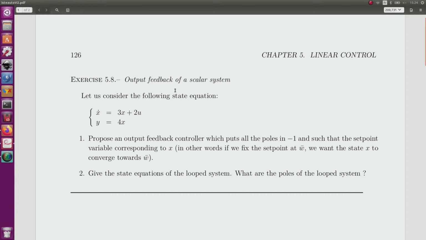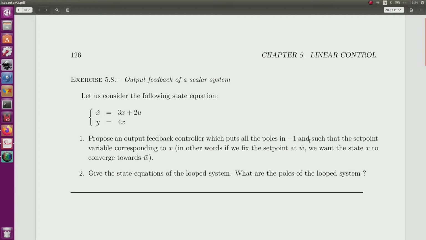Output feedback of a scalar system. We consider a simple system with one input, one output, and one state. We have to propose a feedback controller where all poles of the closed loop system are equal to -1. Of course, since we have a scalar system, one state equation, one state variable, I will have only one pole.